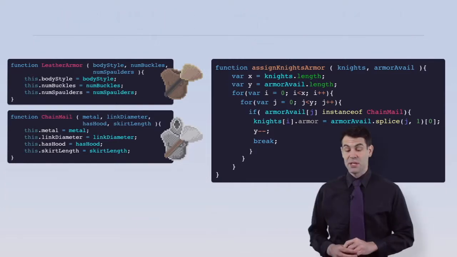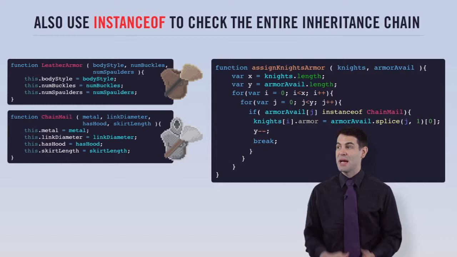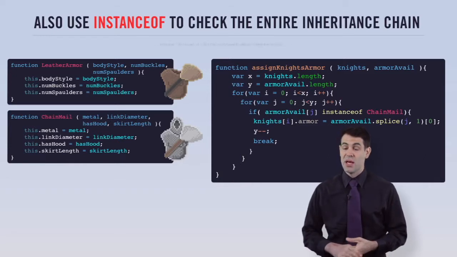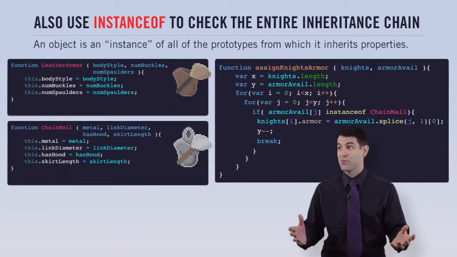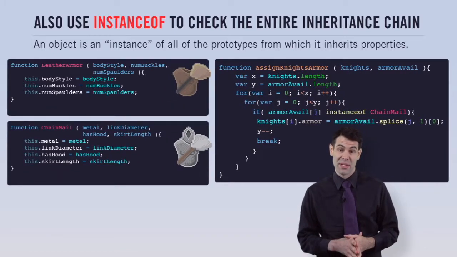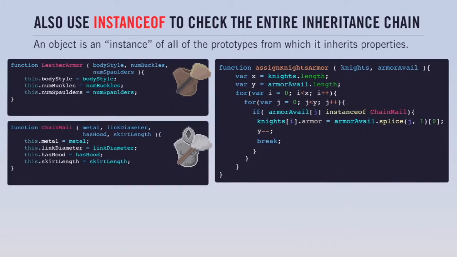Cool thing about instance of as well is that you can check the entire inheritance chain with it. An object happens to be an instance of all the prototypes from which it inherits properties, which is very useful. If you need to make sure an object actually has access to properties before trying to call those properties, that happens very frequently.